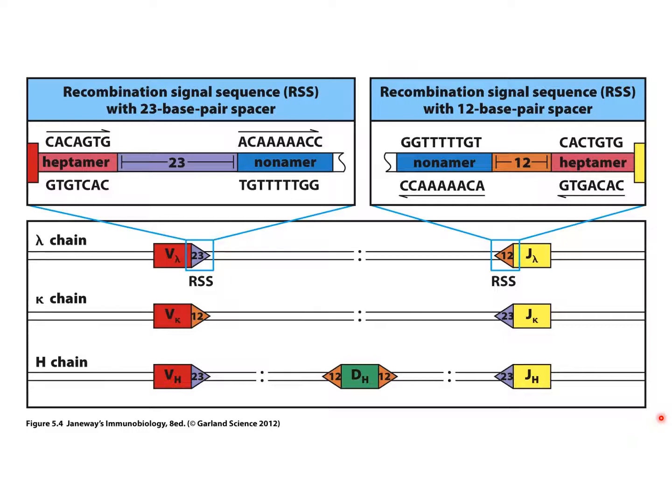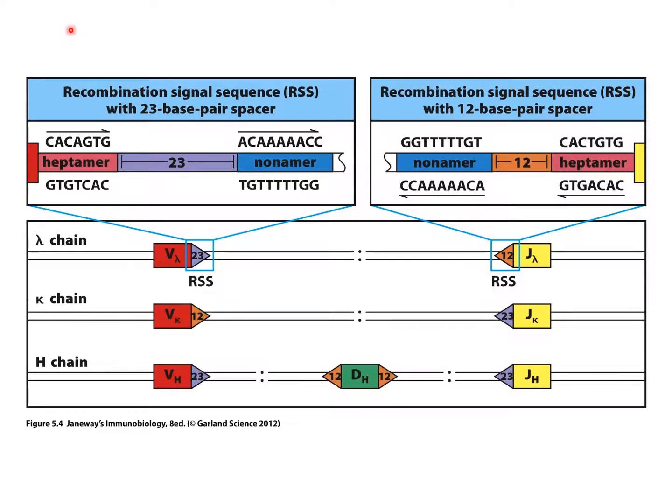These sequences are going to overlap. They are then going to be able to interact with each other and then allow for recombination. These RSS are acting as signals to other proteins that will then come in and aid with the recombination.